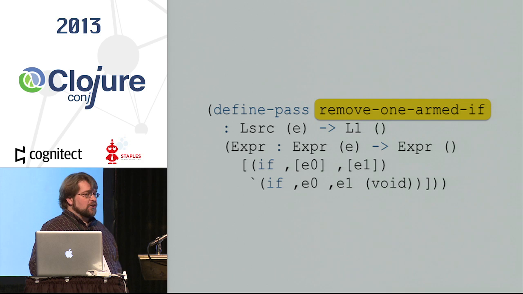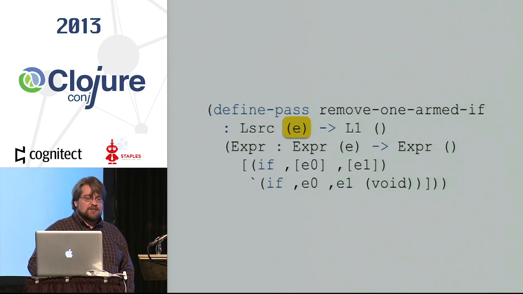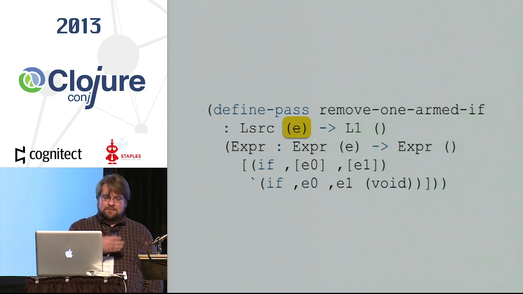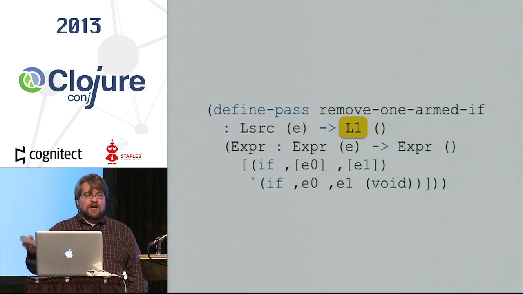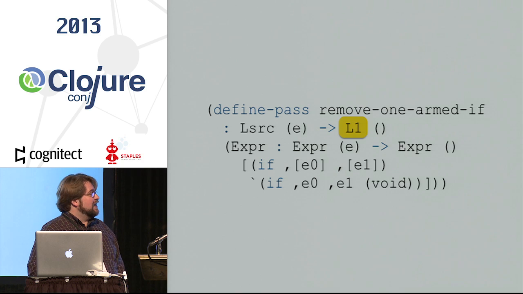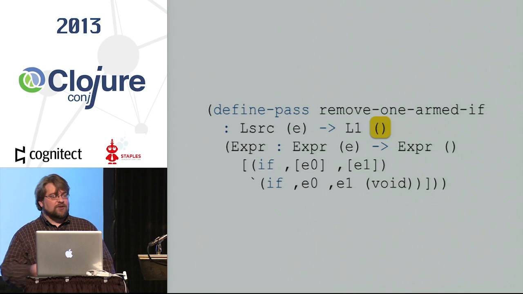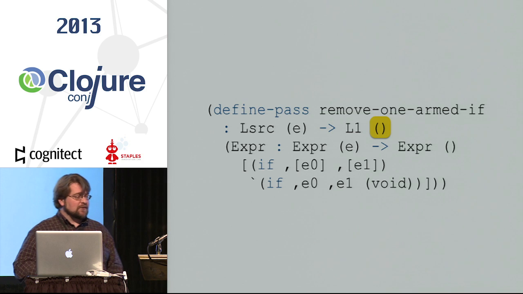So when we define a new pass, we're going to get a new function named removed one-armed if. This is our name. And then we have a signature associated with it. And the signature tells us what our input language is, what our argument list is. So this one accepts one argument, and it's an argument of the L source type. And then we're going to have an output language, and we're going to output the one thing, the language thing. And Scheme has multiple return values, so we have a way of returning multiple things, but we're not going to return anything else here, so we can indicate that by just having these empty parens here.